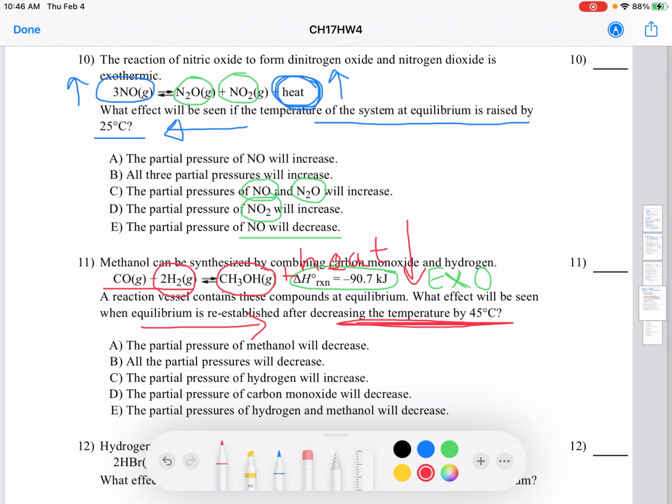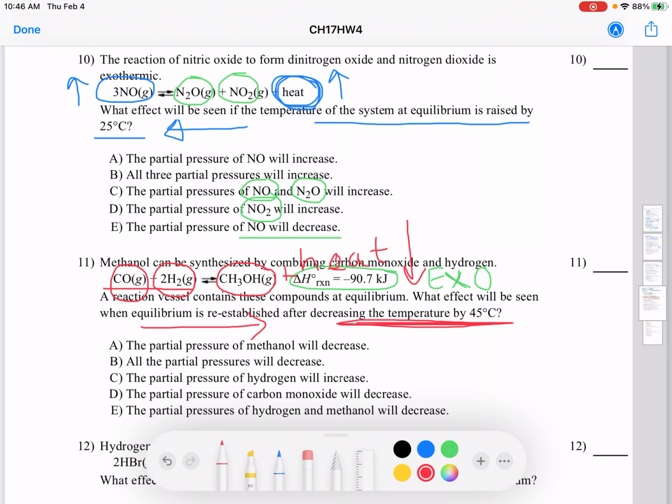And D: the partial pressure of carbon monoxide will decrease. Carbon monoxide is right here. What do you think about that? If the reaction is moving in the forward direction, does the carbon monoxide partial pressure increase or decrease? Decrease, right? So that's correct. D is the correct answer. Carbon monoxide partial pressure will decrease because it's going to be used up.